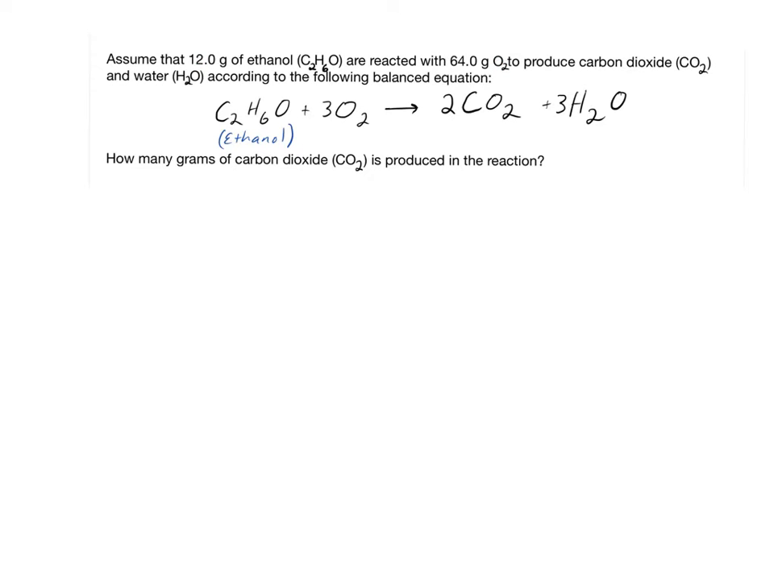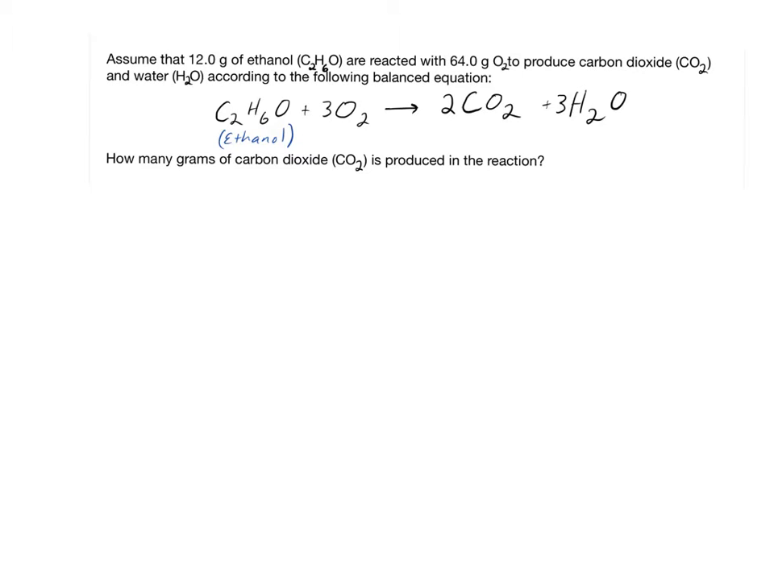So how many grams of CO2, so carbon dioxide, would we get with 12 grams of ethanol? And then we'll go back and do the process again with 64 grams of oxygen and see how many grams of carbon dioxide it produces. And whichever is the smallest will be our limiting reagent, and that will be our theoretical yield. All right, so let's just jump right into it.